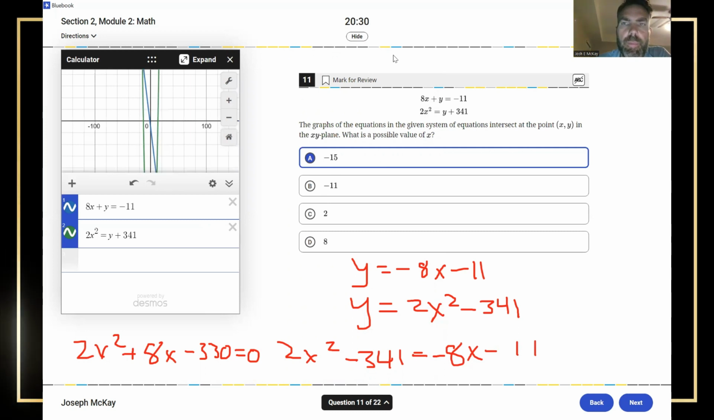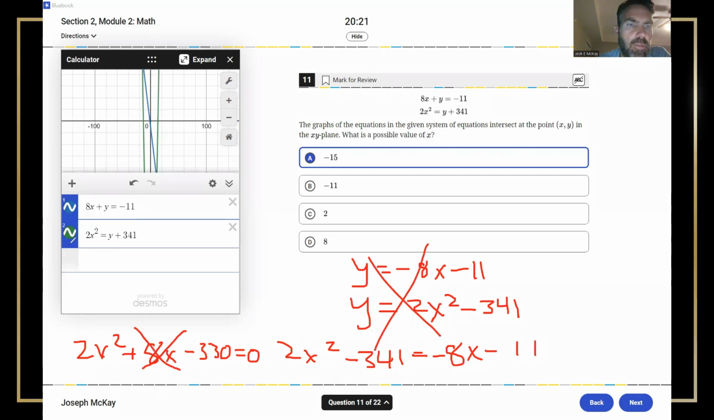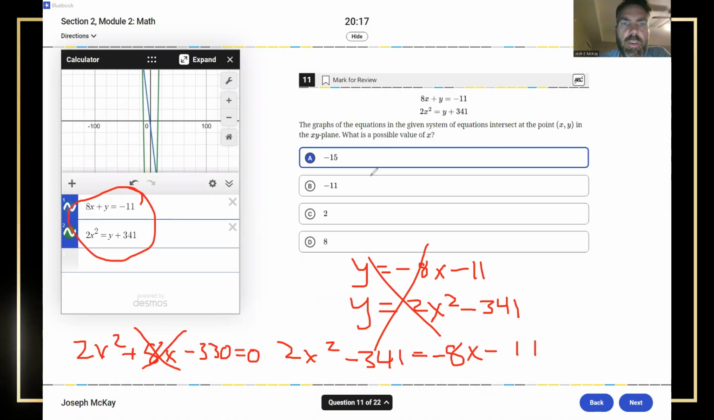So yeah, ignore all this down here. On this new test with the Desmos calculator, remember you've got it and just put it in like that. Literally type in what they gave you and then look for where they cross. And it asked for the X value. If it had asked for the Y value, I would have just grabbed the second coordinate out of that pair.